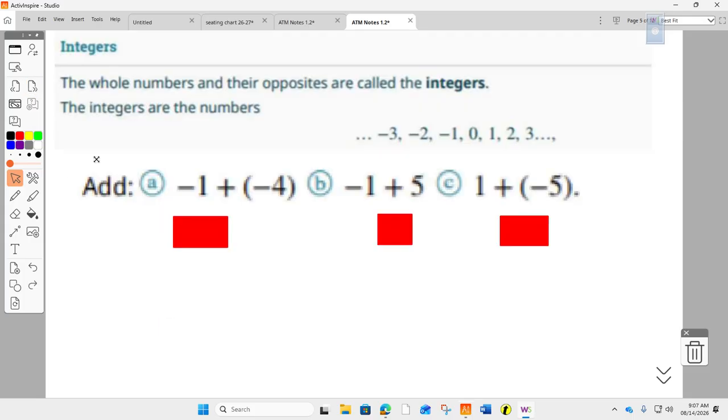All right. Whole numbers and their opposites are called integers. Do you guys remember what whole numbers are? Abel, do you remember what the definition of a whole number is? Say it again. A number that's not a fraction or a decimal. Can they be negative?